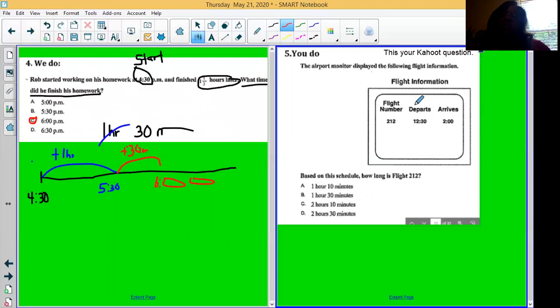Do we have a start time? It departs. That tells me when it leaves. So that would be your start time. You're right. And it arrives when it lands. That would be your end time. Okay? And I'll let you take it from there. Draw your number line and figure out how long the flight is. And once you get your answer in.